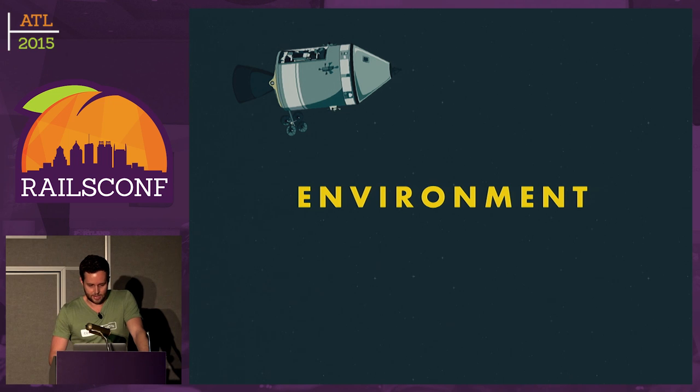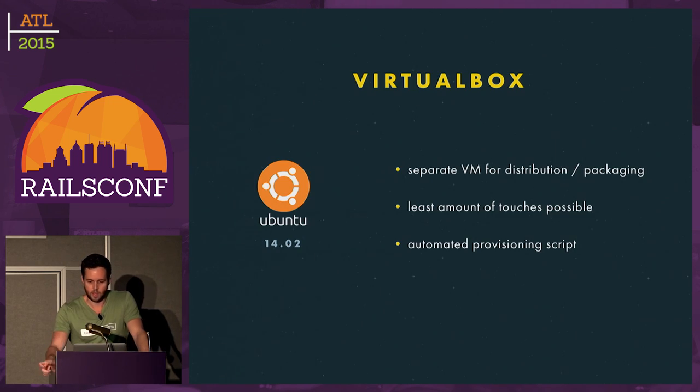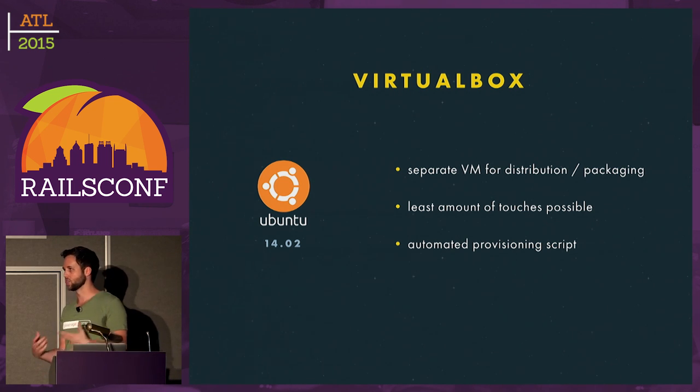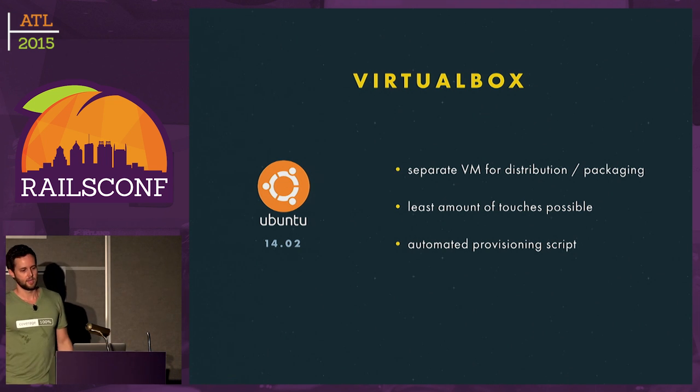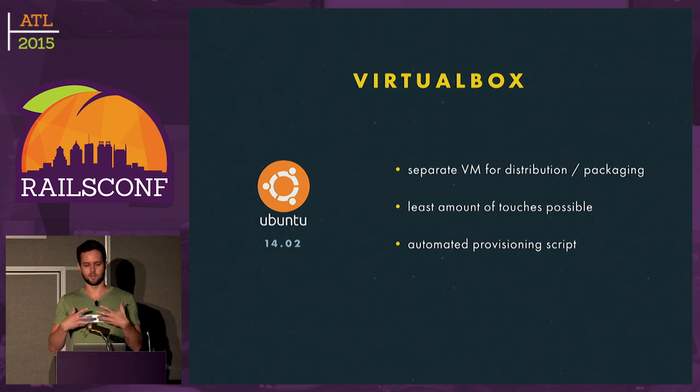Okay, so setting up the environment first. For development, I think it's probably easiest to use VirtualBox. It's free and pretty simple, and it's really easy to export an appliance from your machine called an OVA file. And that's just a tar or a zip or something with a .ova extension. And that's just something easy you can link to and serve from your CDN.